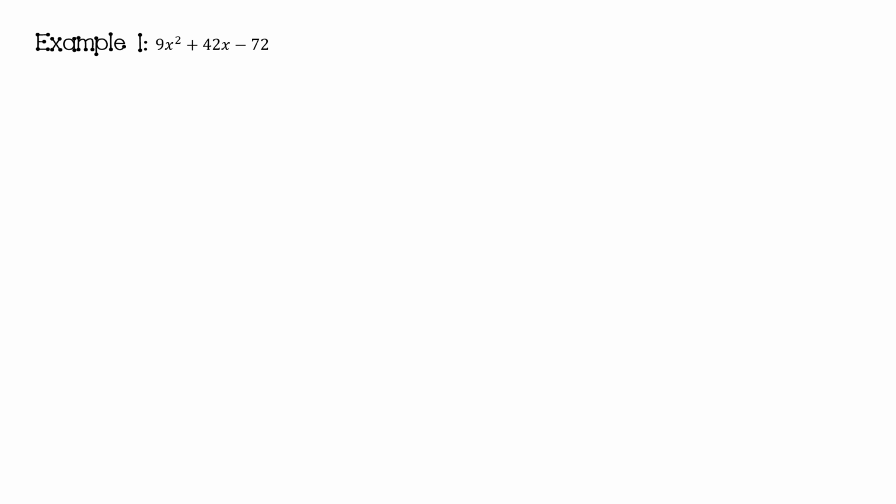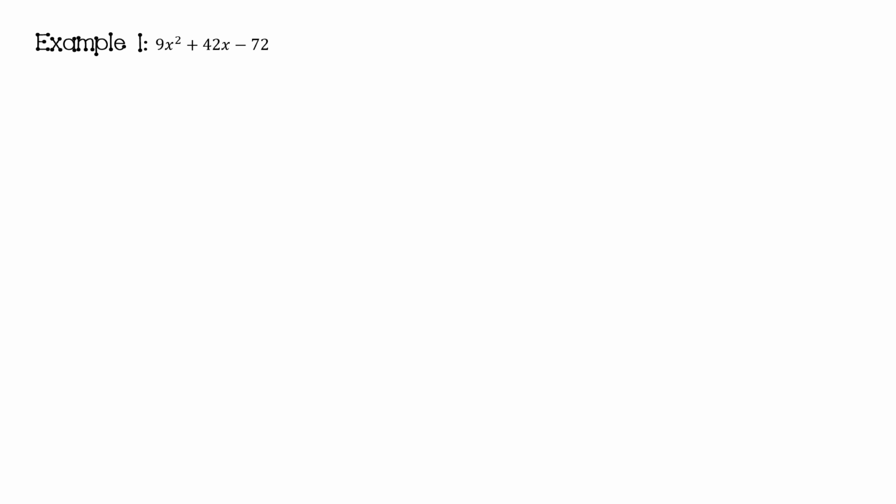Step 2 is to check for a GCF. This is a really important step. If you start to factor and your numbers are really big, it could be that there was a common factor at the beginning that you forgot to divide out of the expression. So GCF stands for greatest common factor, and that would be a number that 9, 42, and 72 are all divisible by.